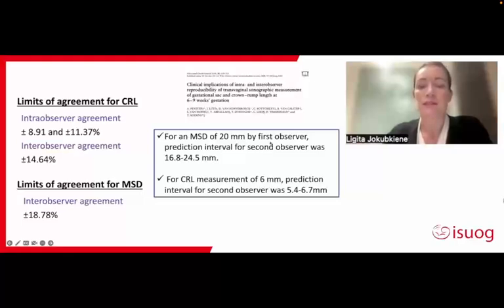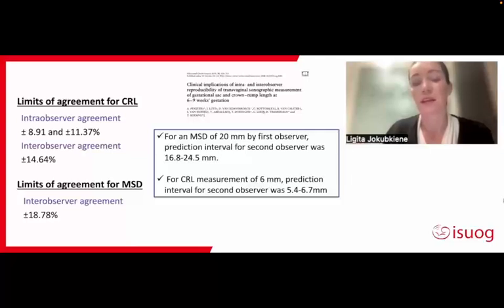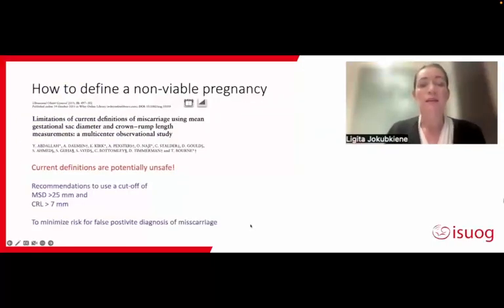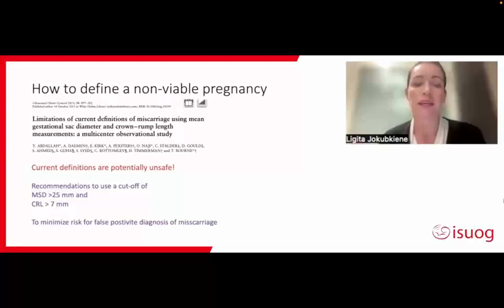So it means that we need to have a range, or we need to increase the cutoff for both MSD and CRL in order not to miss the viable pregnancy and treat it as a non-viable pregnancy. So again, therefore, we go back to the first paper. Based on the inter-observer variability, it has been concluded that current definitions are unsafe, and recommendations were to use a cutoff of mean gestational sac diameter of more than 25 millimeters, which means in the correct measurements, as I show you, if we use the mean of 3 perpendicular diameters.